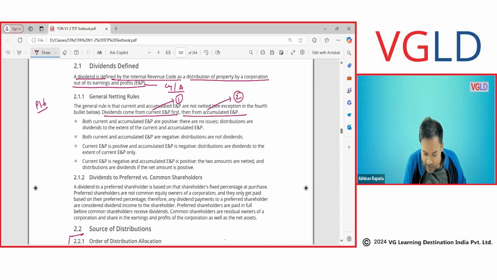Now see that. We have done 3 scenarios till now. Tell me which scenario is this. First one.